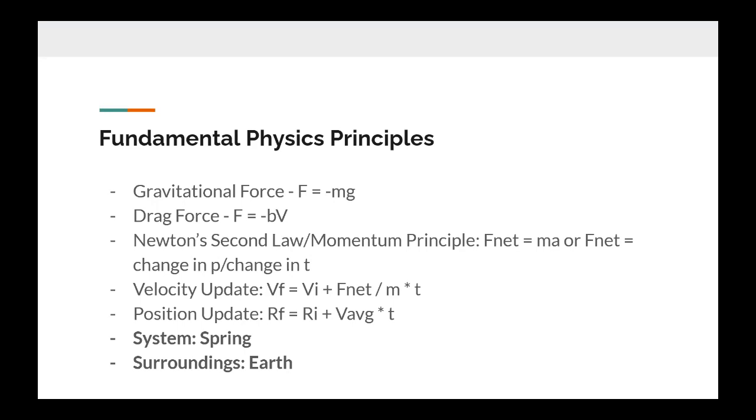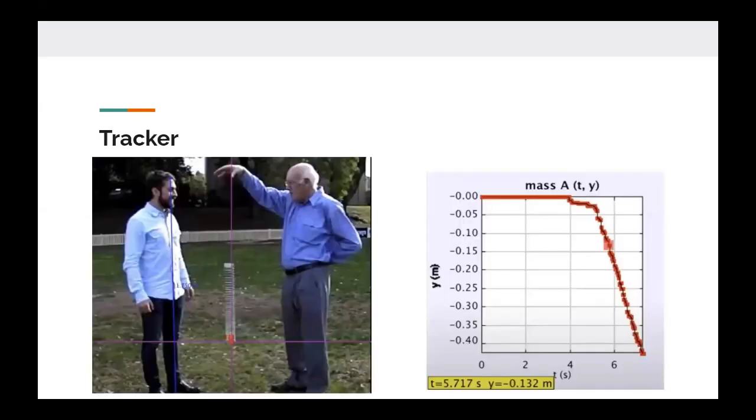We've also got the velocity update and position update formulas, which, frankly, if you have not memorized by now, is kind of embarrassing. The final velocity is equal to initial velocity plus the net force divided by mass times time. We've also got the position update formula, which is the final position is equal to initial position plus the average velocity times time. In our experiment, we've got our system, which is the spring, and our surroundings, which is the earth. So this experiment is quite simple.